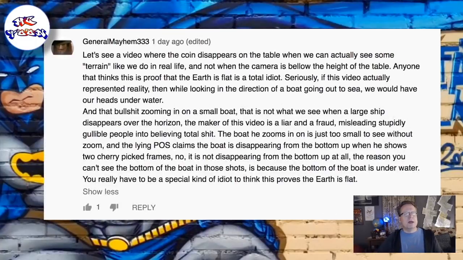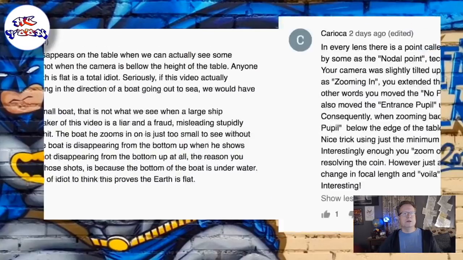You've got General Mayhem 333: "Let's see a video where the coin disappears on the table when we can actually see some terrain like we do in real life. You know, the top of the table. And not when the camera's below the height of the table. Anyone thinks that this is proof the Earth is flat is a total idiot. Seriously, if this video actually represented reality, then when looking in the direction of the boat going out to sea, we would have our heads underwater. And that's right, you wouldn't see any of the water in front of you at all. You'd just see boat."